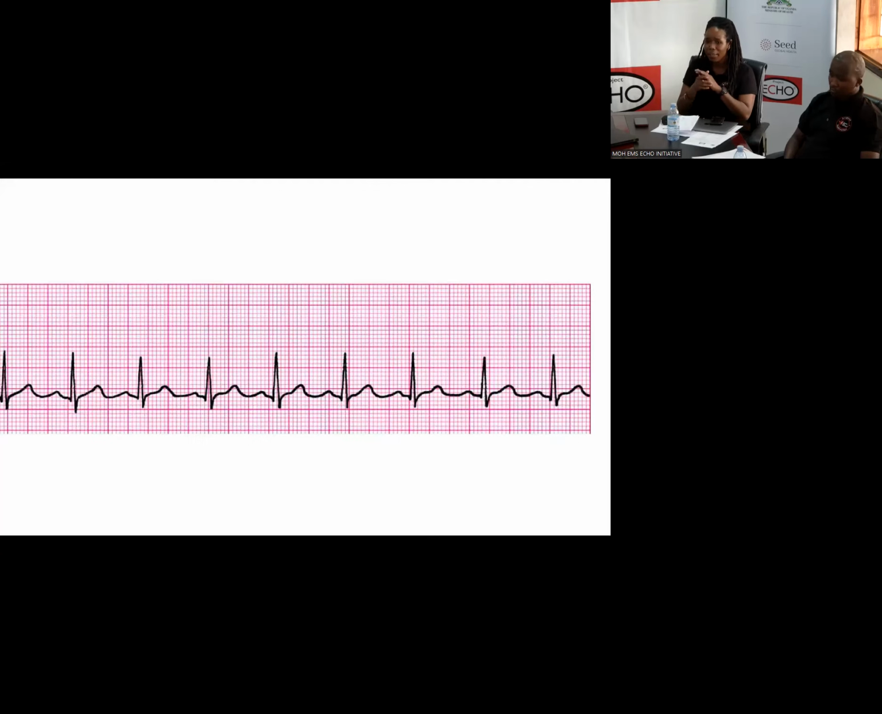So that was very quick, but I think it at least gives us an idea of what we're looking for when we're looking at an EKG. Does anyone else have anything to add? All right, thank you so much, Bethel.